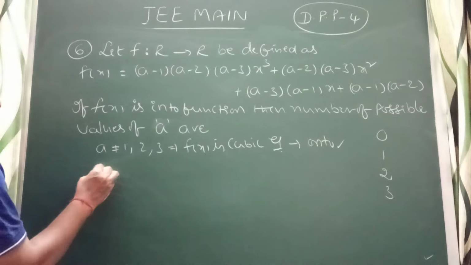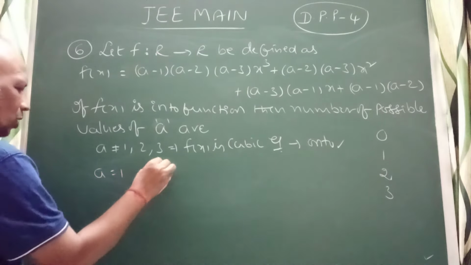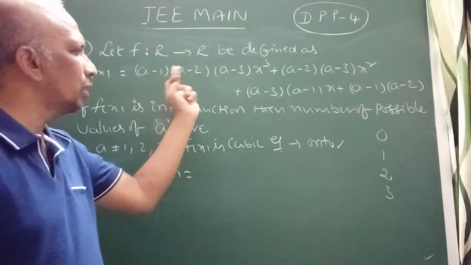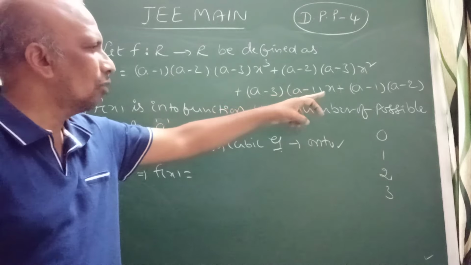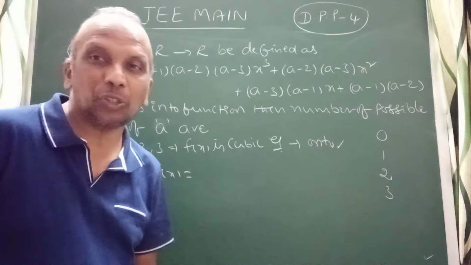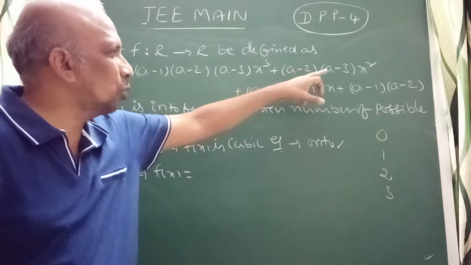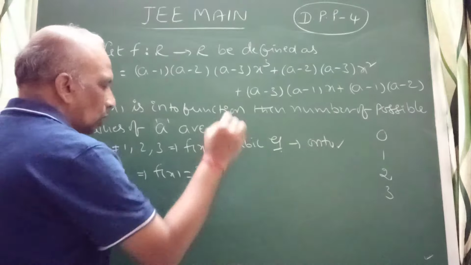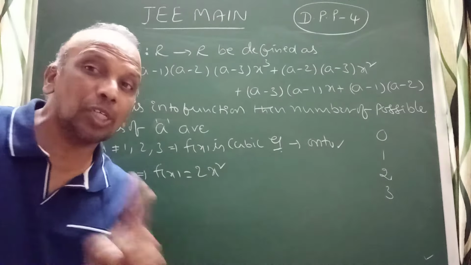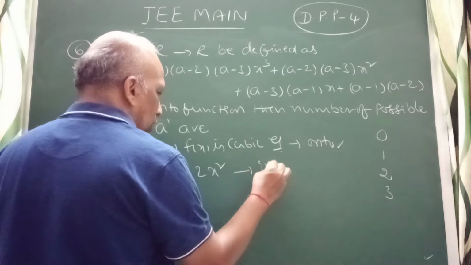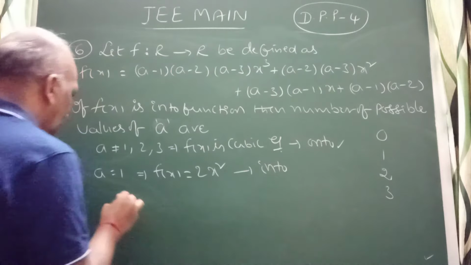Now, suppose a is equal to 1. When a is equal to 1, this will be 0, right? When a is equal to 1, the other terms are 1 minus 2, 1 minus 3, and it will be 2x². So definitely it is 2x², and that function is not onto, it should be an into function, right? This is an into function.